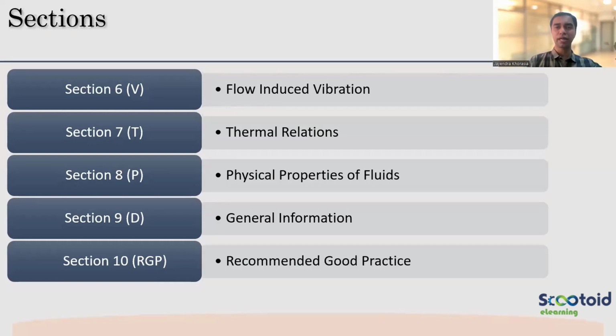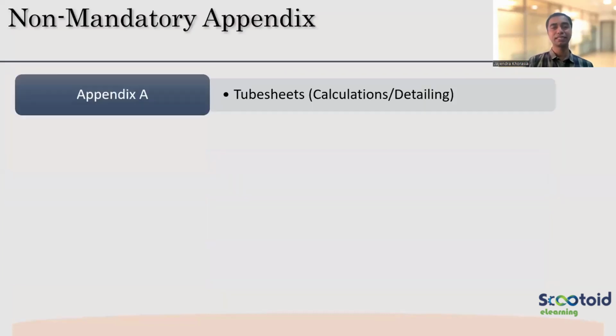So this is the entire TEMA standard, which would take a lot of time for you to study. If you are into designing of heat exchangers, if you have a role, it is very important that at least you should know what clauses are available in which section. There is no point in memorizing, but you should know at least which clauses are available in which section that you need to refer. And there is a non-mandatory appendix A, mainly for tube sheet calculations and detailing.